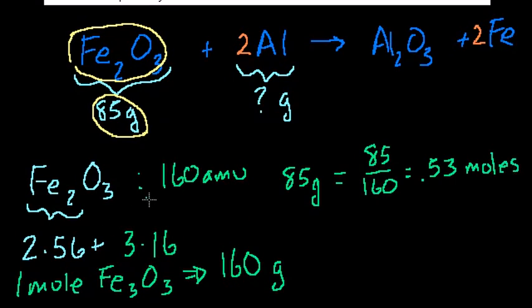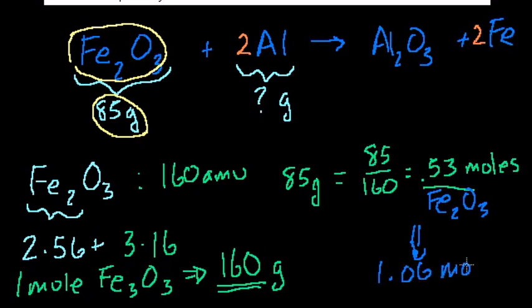So everything we've done so far in this green and light blue, we figured out how many moles 85 grams of iron 3 oxide is. It's 0.53 moles, because a full mole would have been 160 grams, but we only have 85. And we know from this balanced equation that for every mole of iron 3 oxide we need 2 moles of aluminum. So if we have 0.53 moles of iron 3 oxide, then we're going to need twice as many aluminum. So we're going to need 1.06 moles of aluminum.